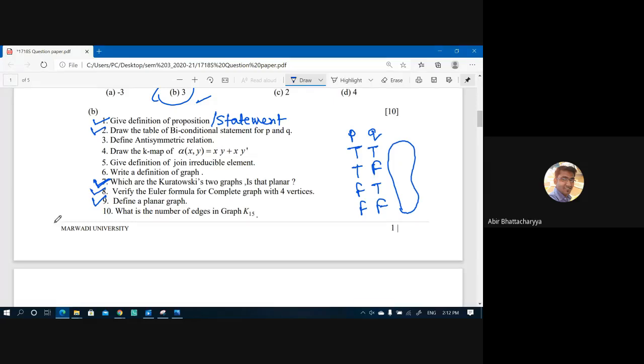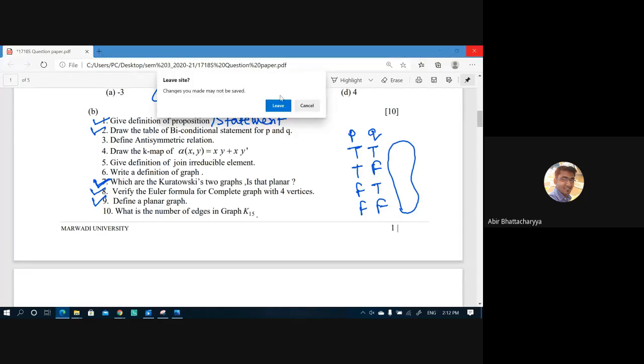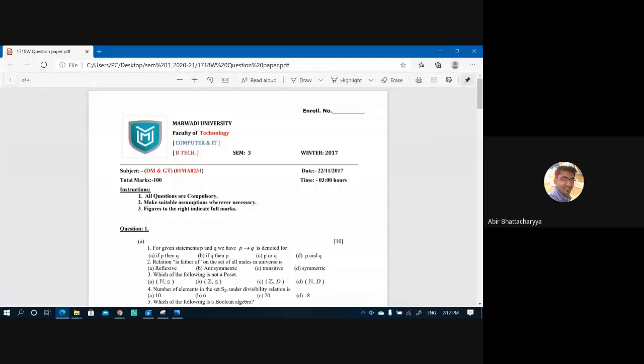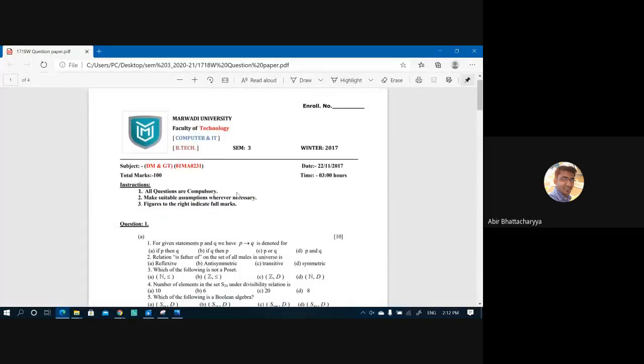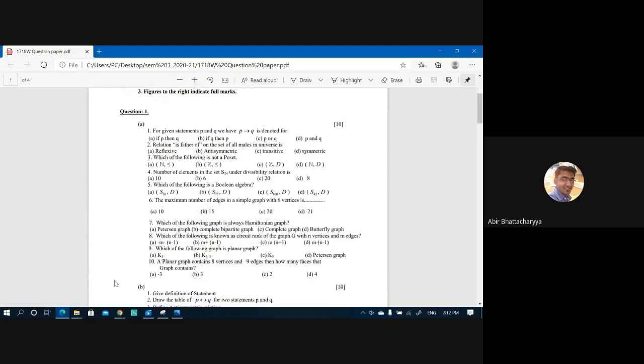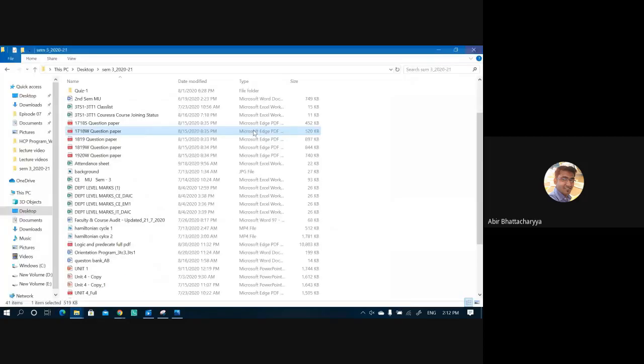So these are the questions of 17-18 winter, and this is a one mark question. So I will follow only one mark questions today. So let's proceed to the next year's question paper. I think the maximum is going to be the same here, so leave 17-18 winter.